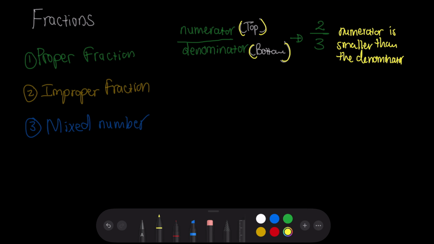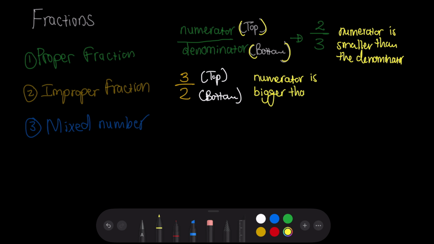An improper fraction would be the reverse of that. So for an improper fraction, it would look something like this, for example, 3 divided by 2. Then what do we see? We see that the number at the top is greater than the number at the bottom. So for an improper fraction, the numerator is bigger than the denominator.